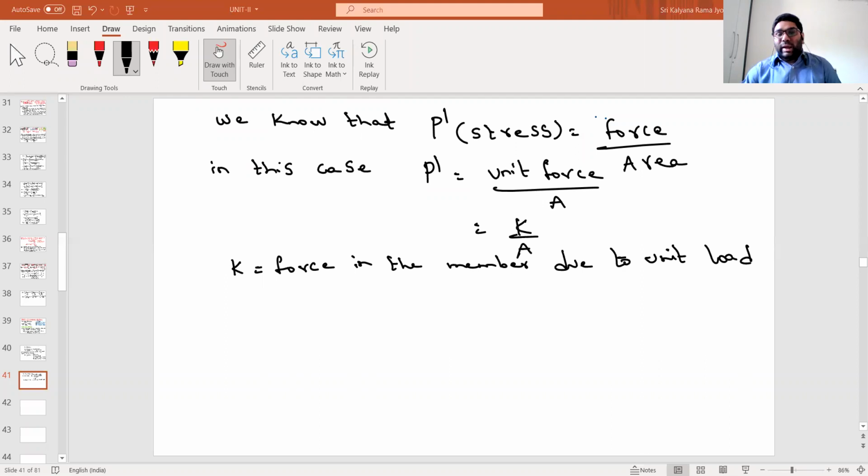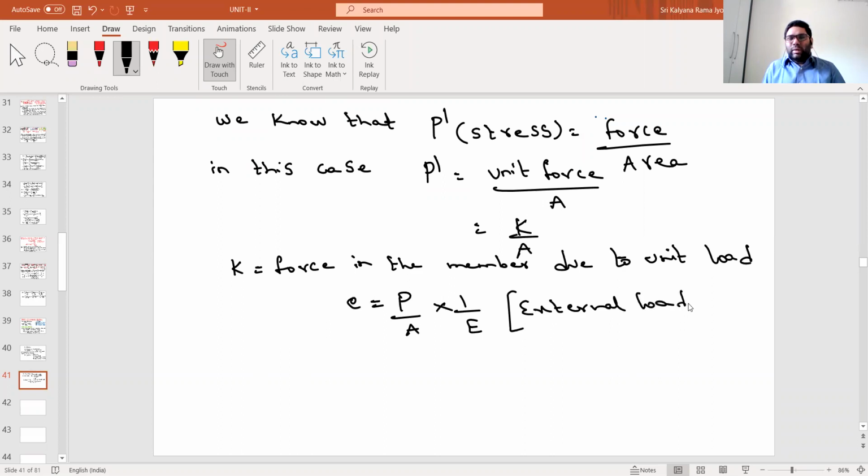Now let us see what is strain. Strain E is equal to P by A into 1 by E, and this is due to external load. P by A is stress and 1 by E, so stress by Young's modulus. So E is equal to sigma by E, that is equal to P by AE. Correct, right? So like that we have got this expression.